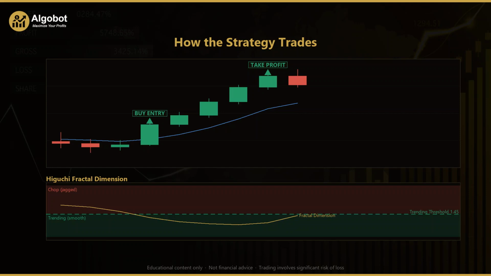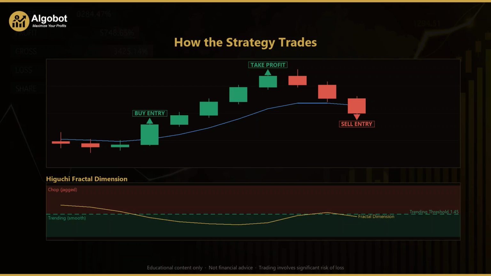From there, the move validates the reading. The next candles step higher one after another, each closing above the last, and the fractal dimension stays pressed down in the smooth zone, confirming the path is genuinely orderly. Price climbs steadily until it reaches the take profit target above, and the long trade is booked as a winner in this illustration. Notice how the low dimension throughout the run matched a clean, persistent advance. Exactly the environment this filter is designed to catch.